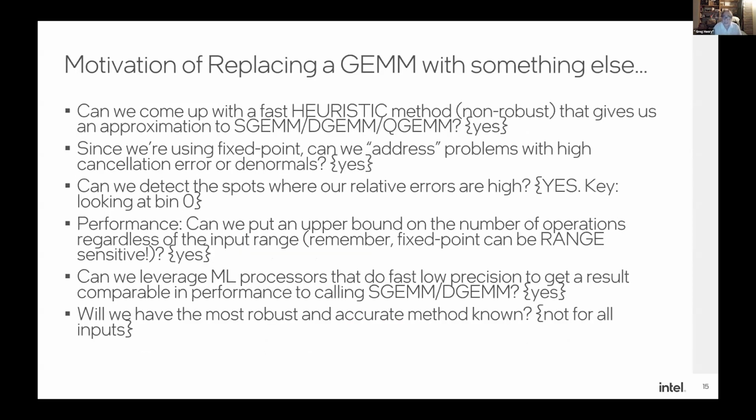Another important point is, can we come up with a heuristic method, not necessarily robust, that can give you an approximation to SGEMM or DGEMM or even QGEMM, where QGEMM is like quad precision? And the answer is yes. And so that's the point of the talk. And since we're using fixed point, can we address problems with high cancellation error and denormals? And the answer there is yes.